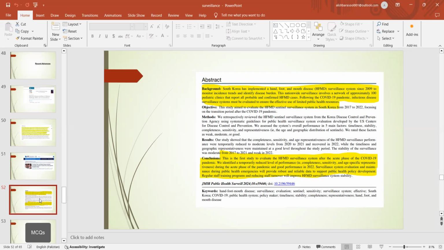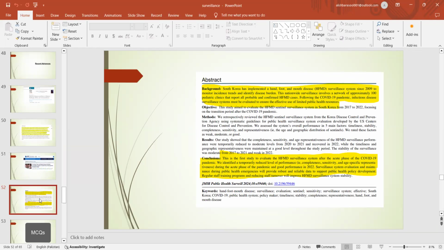Following the COVID-19 pandemic, infectious disease surveillance systems must be evaluated to ensure the effective use of limited public health resources. The study aims to evaluate the hand, foot, mouth disease sentinel surveillance system in South Korea, focusing on the transition period after the COVID-19 pandemic. This is the first study to evaluate the hand, foot, mouth disease surveillance system after the acute phase of the COVID-19 pandemic. The study showed the completeness, sensitivity, and age representativeness of the surveillance performance were temporarily reduced to moderate levels from 2020 to 2021 and recovered in 2022, while the timeliness and the geographic representativeness were maintained at a good level throughout the study period.